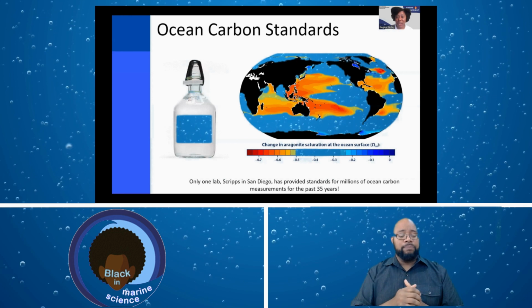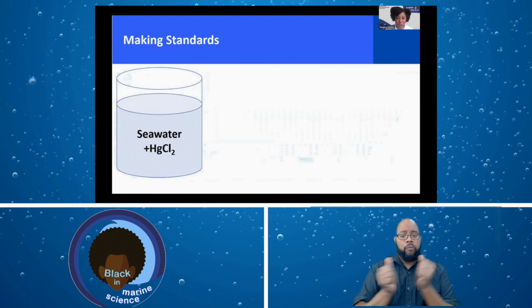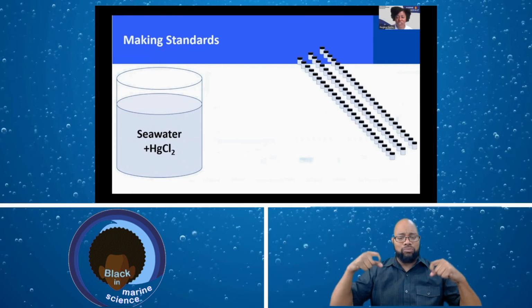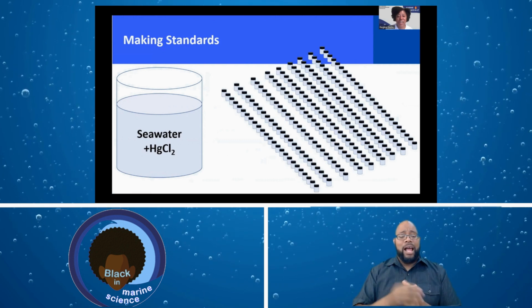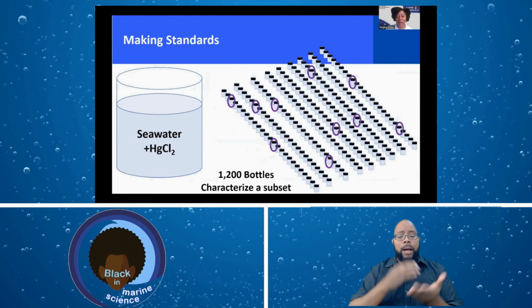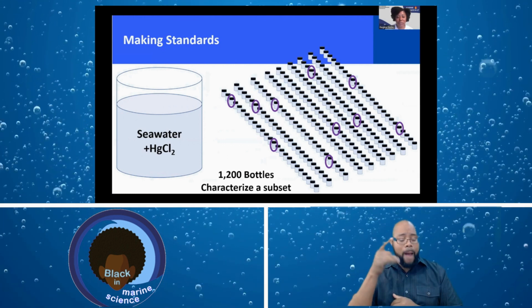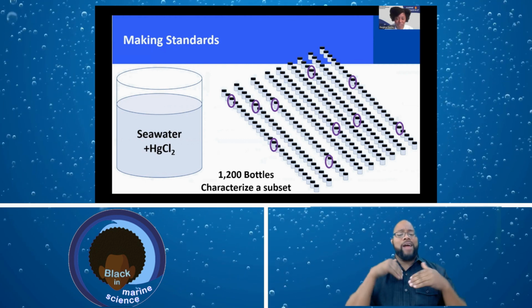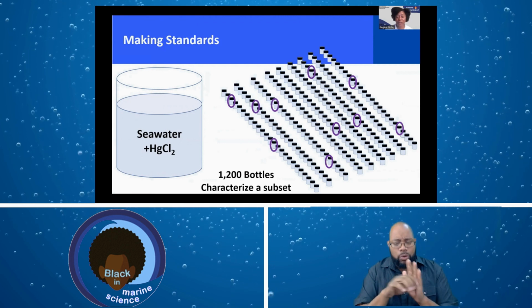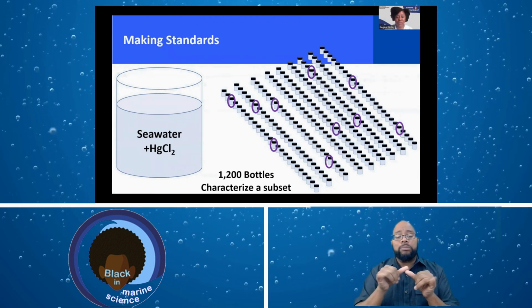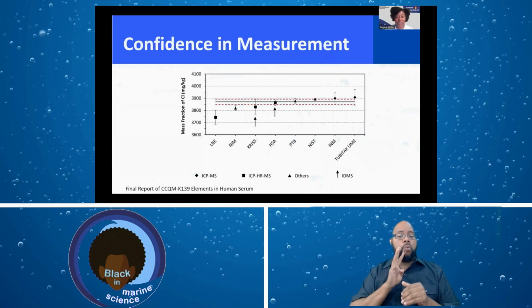The way that they do that is they collect massive amounts of seawater. They preserve the seawater with mercury, with UV irradiation. They bottle it, like literally 1,200 bottles per batch. And what they do is they select certain bottles from that batch to characterize a subset. And this is really great because it allows the entire world to have access to seawater that has been characterized in one place, like carefully characterized by one place, so that all of the measurements everywhere can actually agree. And that is the metrology of seawater carbon.